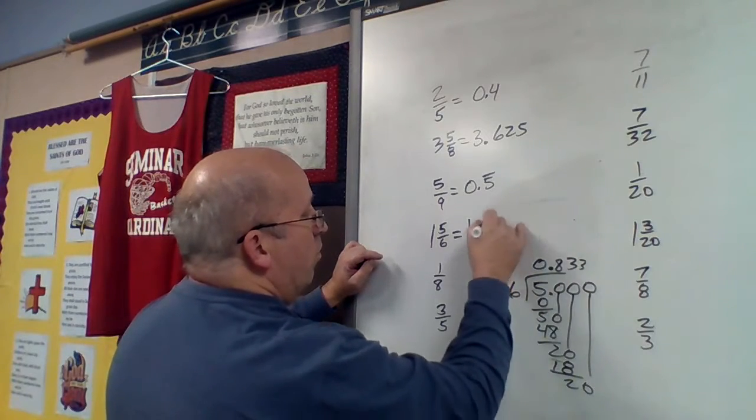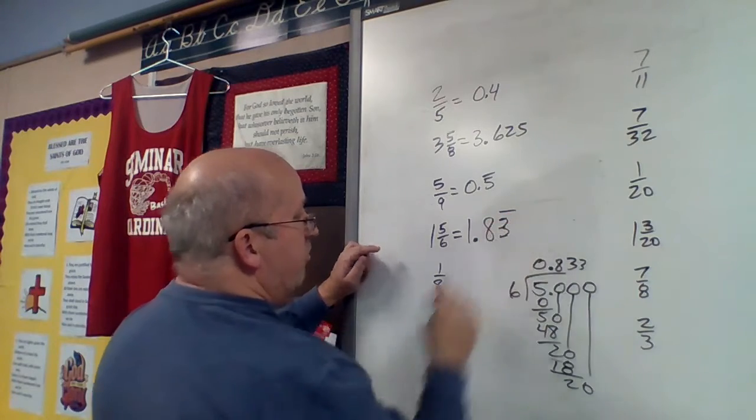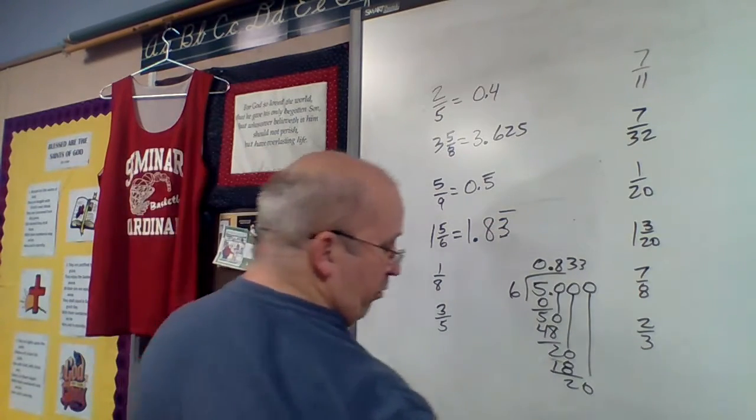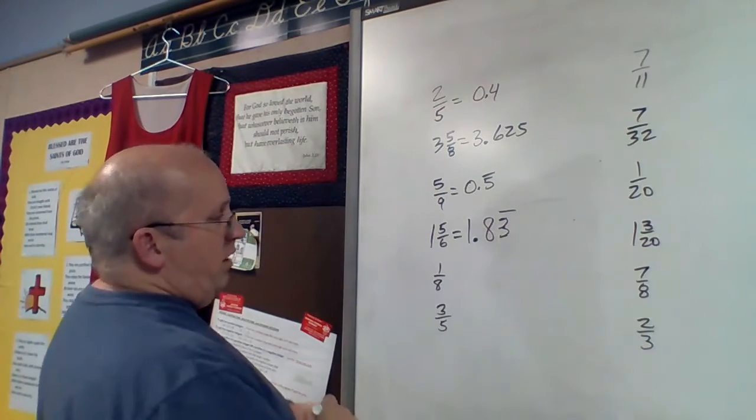And so 1.83, and the 3 is the part that repeats. The 8 does not repeat. It's just the 3. So bar notation there. How about the next one?